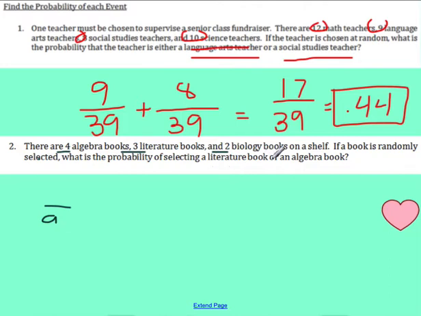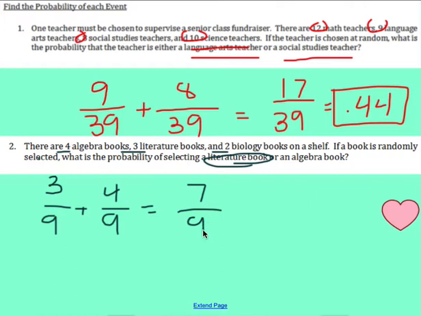So first thing I want to calculate is the probability that it's a literature book. Well, 3 of the 9 are literature books. Then I want to calculate the probability that it is an algebra book. Well, 4 out of the 9 books are algebra books. So now I'm ready to add my fractions. Again, I'm just going to add the numerators, which gives me 7, and then I keep the denominator the same. When you add fractions, the bottom of your fraction never changes. So then we're going to do 7 divided by 9, which is going to give us 0.78. So there's a 78% chance that we can get an algebra or a literature book.